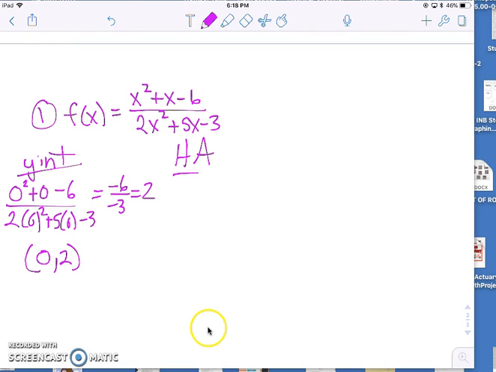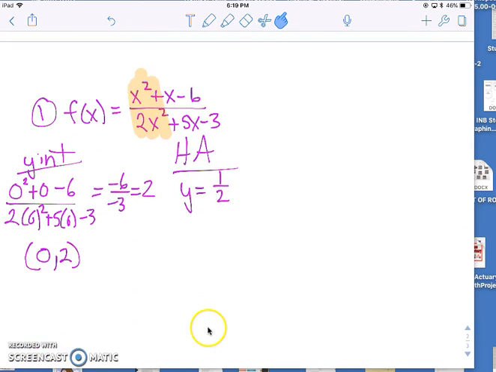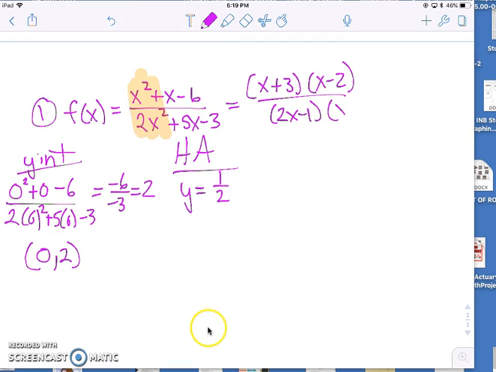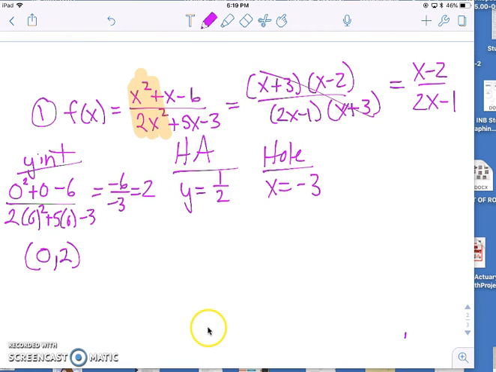Horizontal or slant. If we look at the degrees, they're the same, so we divide those leading coefficients. So it would be y equals 1 over 2. Factor and simplify. Well, I already factored this one for you. It factors into x plus 3 times x minus 2 over 2x minus 1 and x plus 3. So it simplifies to x minus 2 over 2x minus 1. That means there's a hole at x equals negative 3, because that term reduces out.